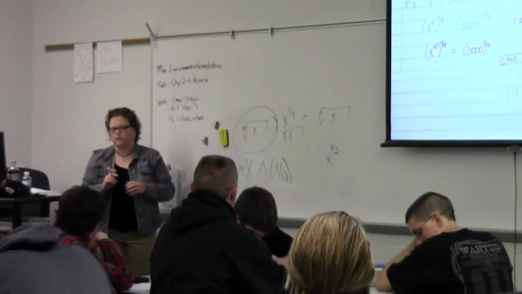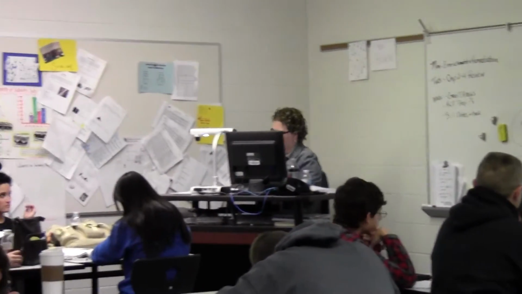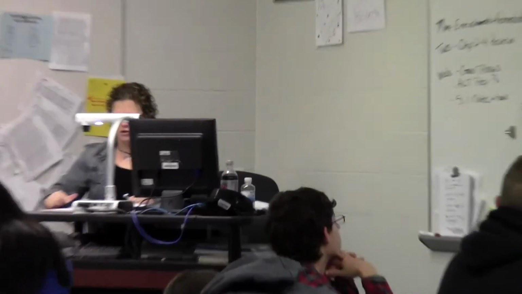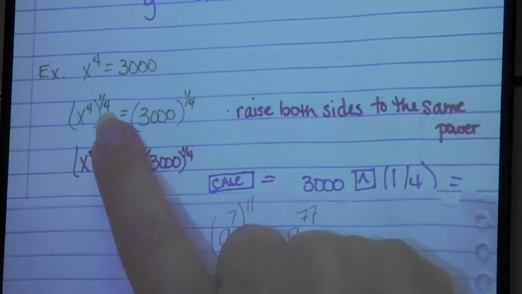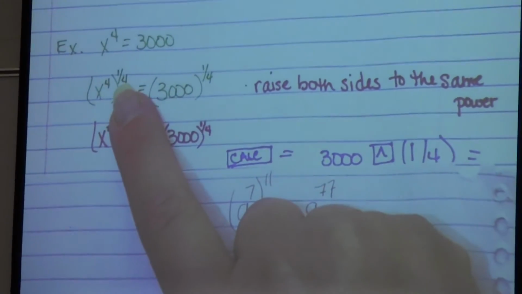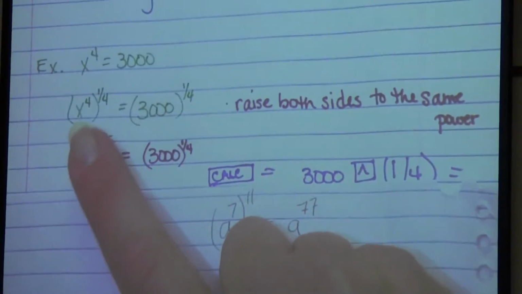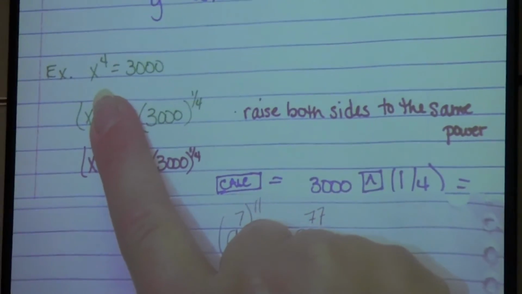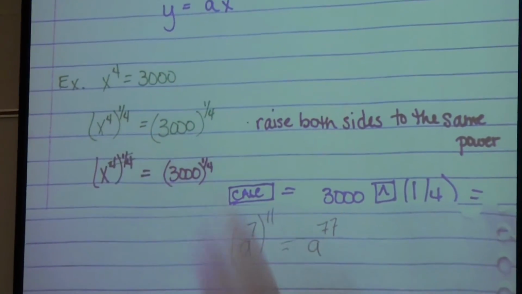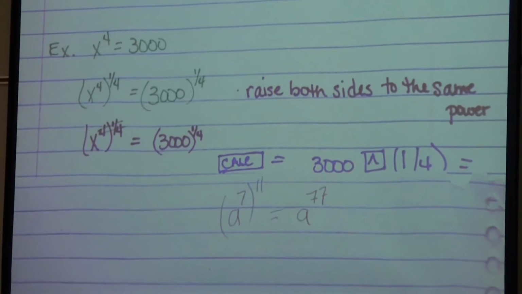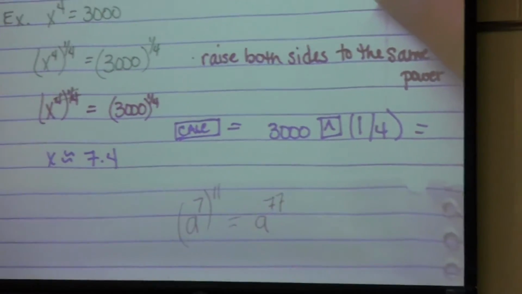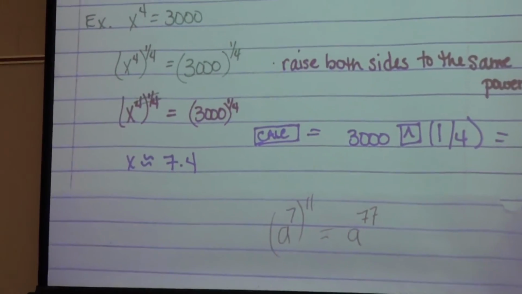So I just wanted to review that for a minute before you see that in a problem in your book and you don't remember how to do it. So you raise both sides to the same power, in this case whatever the opposite power is of the exponent that I have. So the 1/4, so those will cancel out over here and be gone. And I'll be left with just x equals 3,000 to the 1/4. And I just plug that in my calculator, and I would get approximately 7.4.